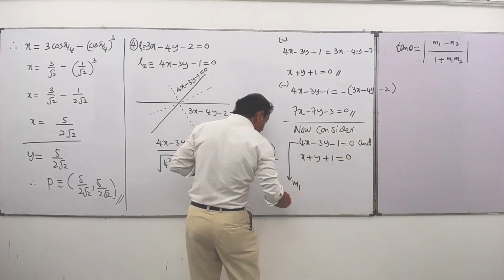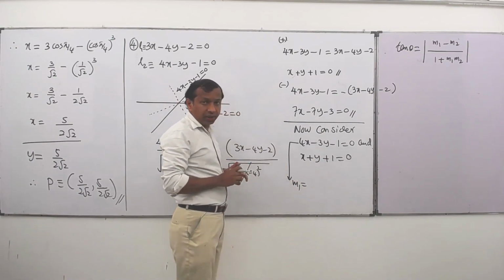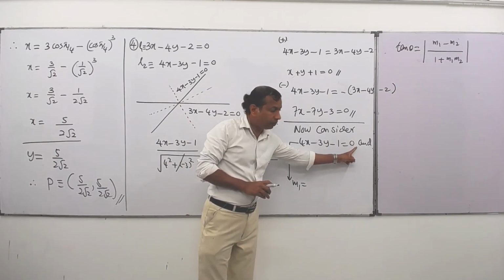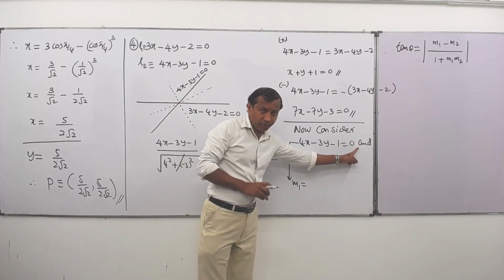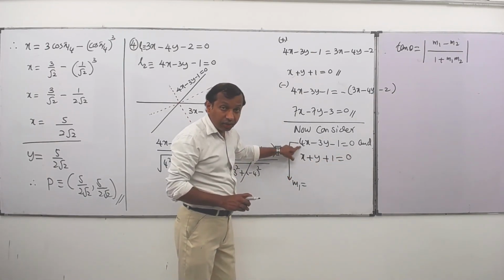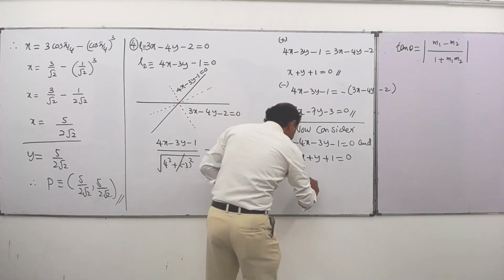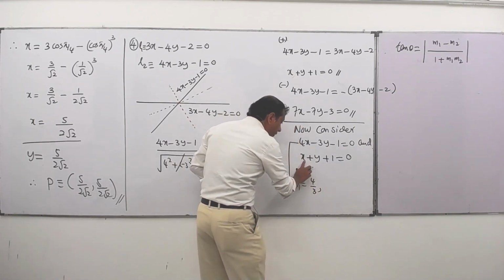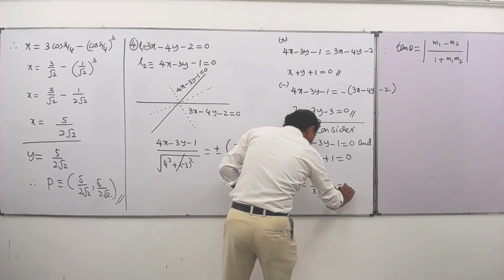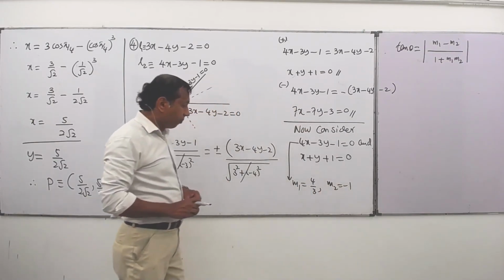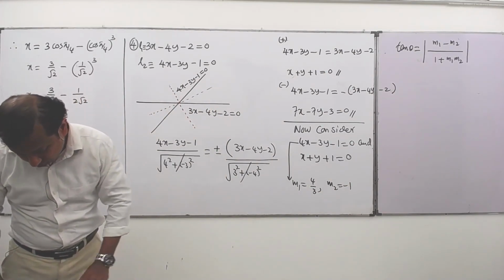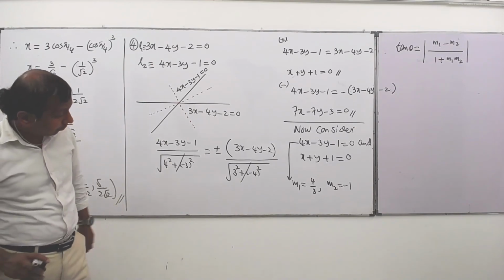Now we take the gradient of this first. Suppose that is m1. To find the gradient, we bring this 3y to the right hand side and make y the subject by dividing by 3. Then what do you get? 4 by 3 comes as the x coefficient, so the gradient is 4 by 3. Here, bring these two terms to the right hand side. The x coefficient is going to be minus 1. Therefore, the gradient is minus 1. Correct, no? If you take m1 and m2 the other way around also, never mind.